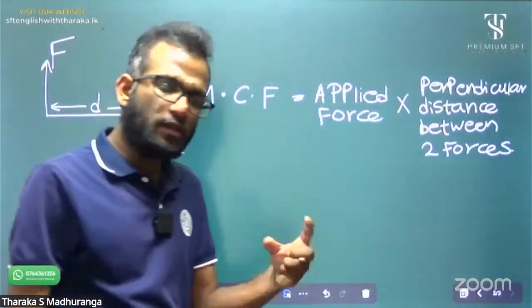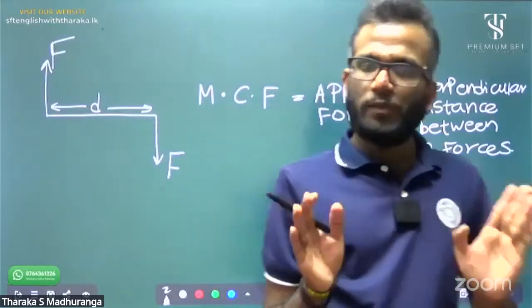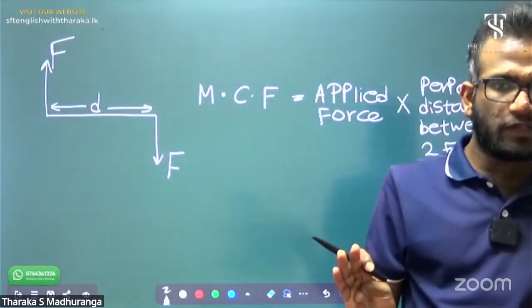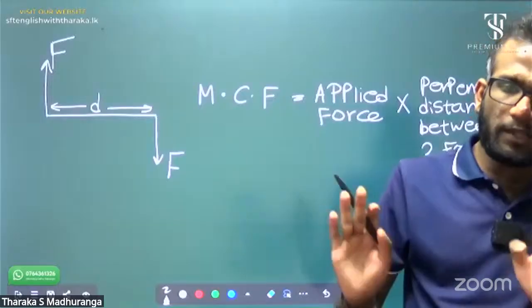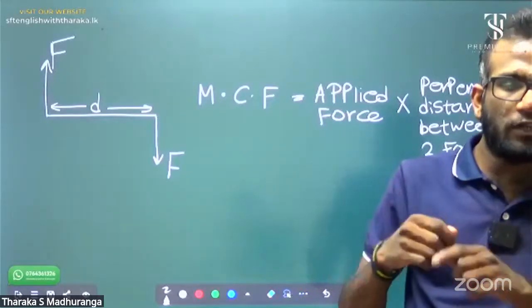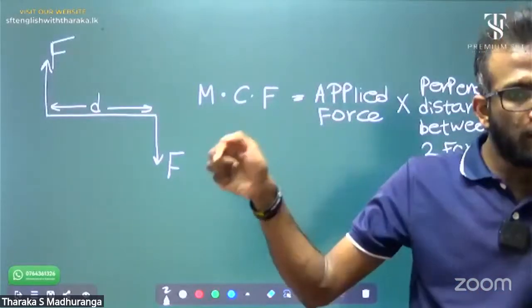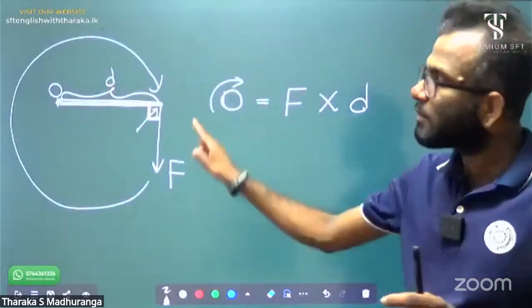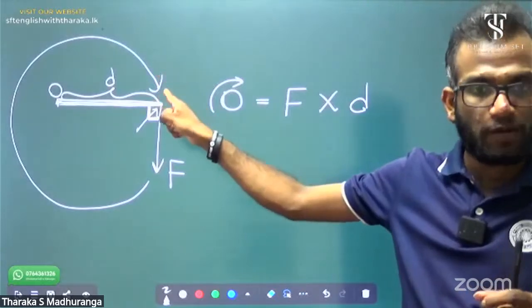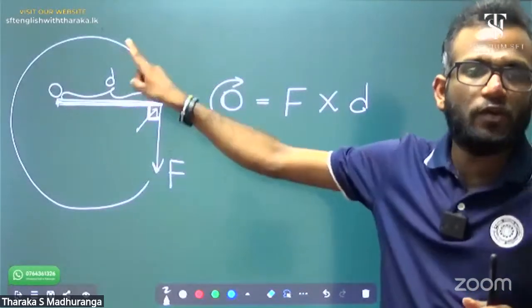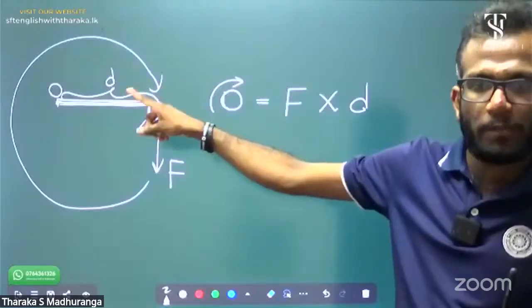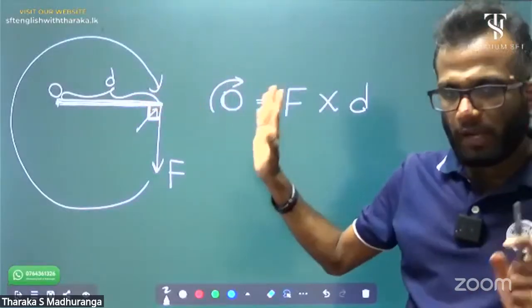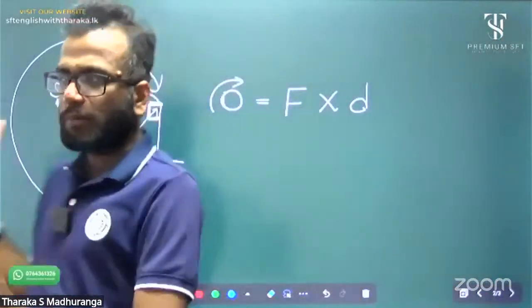Moment of force is the applied force multiplied by the perpendicular distance between the fixed point and the force acting point. This is moment of force. Its definition is the ability of any object to rotate around a point. Right? I'm repeating this for better understanding.